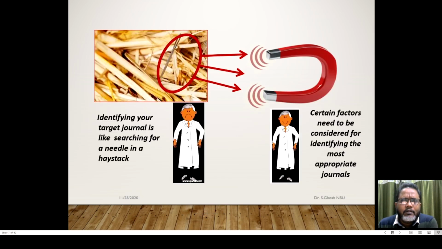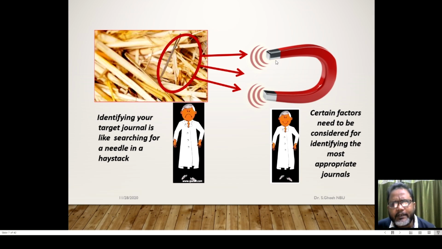Now, while you are trying to select a journal, it is like finding a needle in a haystack. It's a very tedious thing. You can't actually find that one with your naked eye, so you have to take the help of some devices. You see, the magnet is there.